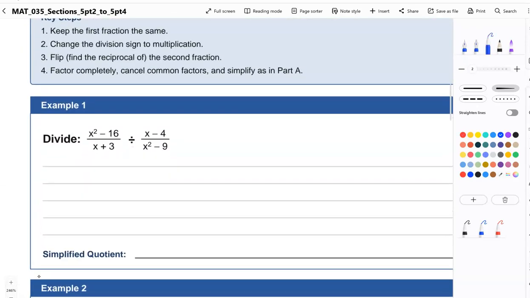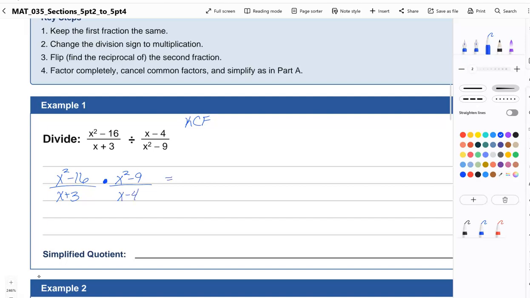The first problem is x squared minus 16 over x plus 3, and this is divided by x minus 4 over x squared minus 9. My first step is going to be rewrite. Keep, change, flip. So x squared minus 16 over x plus 3. First fraction, change it to multiplication, flip the second one. So now it's x squared minus 9 over x minus 4.